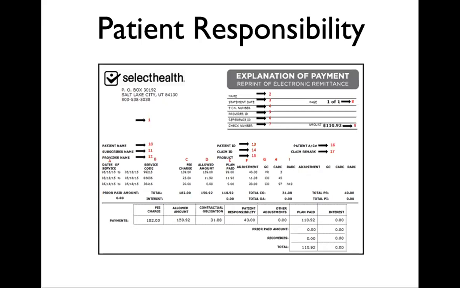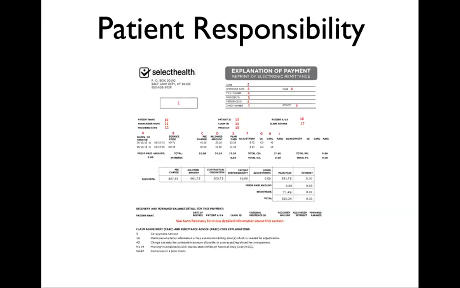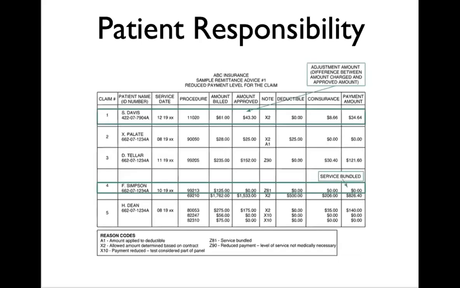$110.92. Now, you may be thinking, why do I need to know this? Well, what if the insurance company sends you the information and it is incorrect? You need to be able to let them know that, hey, this is not our contractual obligation.